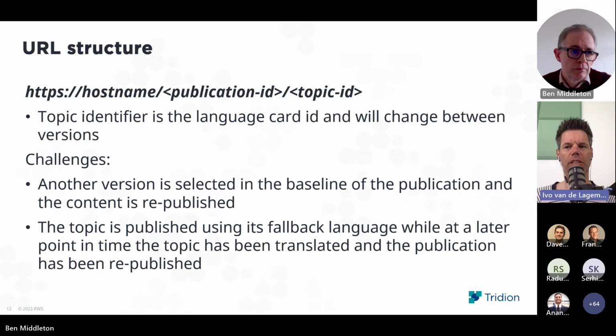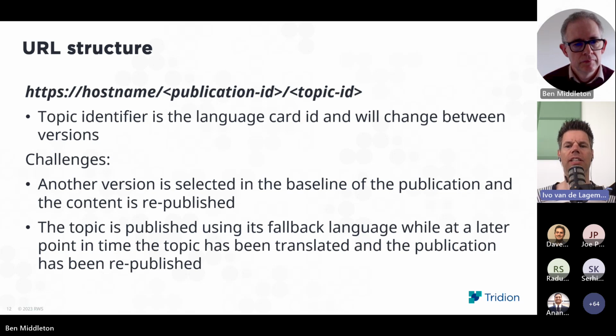Indeed, if you publish our Tridion Docs content to DXD, it ends up in a particular URL structure. It consists of the hostname, publication ID, and topic ID. Basically, the topic ID is actually the language card ID, and that of course will change between versions. So if you, for example, create a piece of documentation about your printer, and you see there's a mistake in there, you want to update it or make it even better, and if you publish it again, then of course it gets a new topic ID. So if people bookmark the URL, they never see the new content.